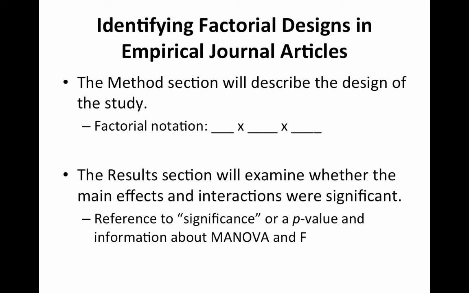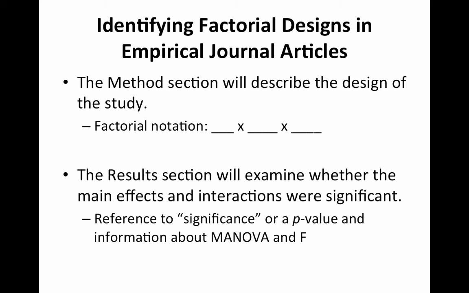So in a journal article, if you go to the method section, there'll be a notation. A 3 by 2 by 2 would have 3 independent variables, and the first one has 3 levels, and the next 2 have 2 levels each. It's 3 by 2 by 2. If it's 3 by 2, then there's only 2 independent variables, and the first one has 3 levels, and the second one has 2. The results section will give you a table, or it will show you in the text.